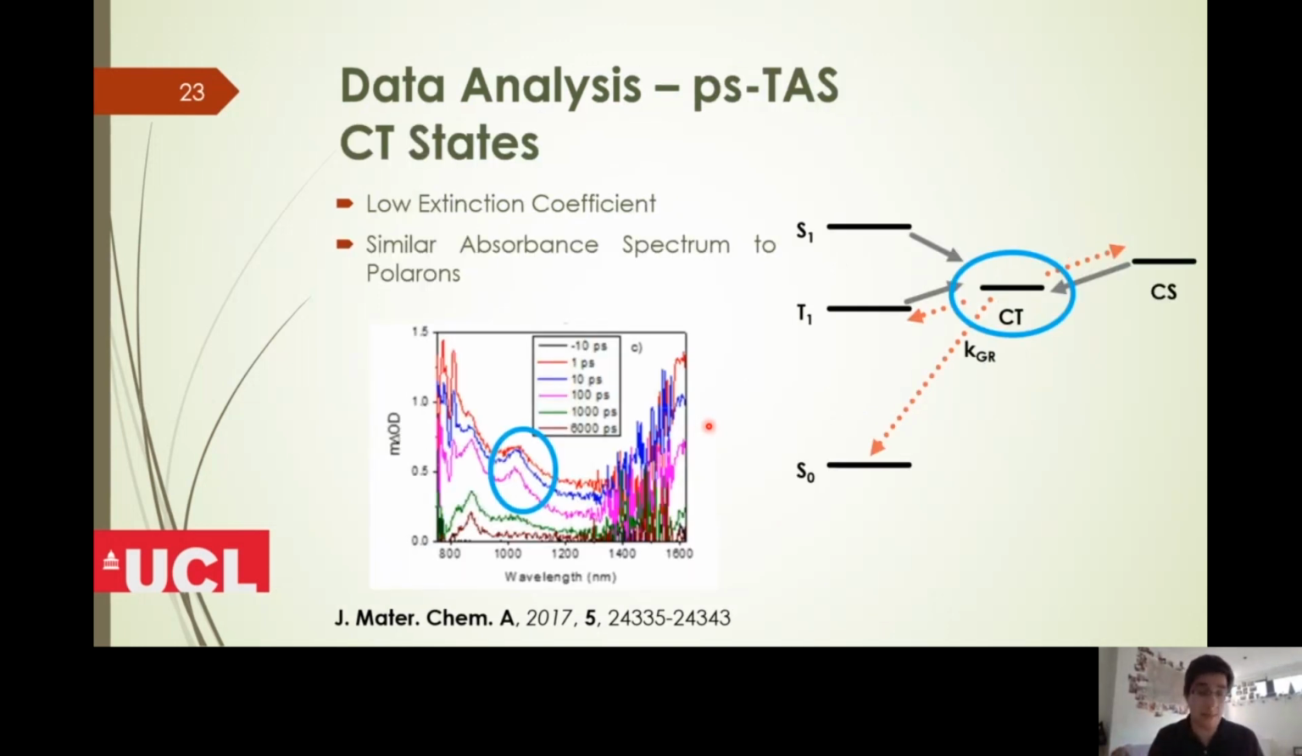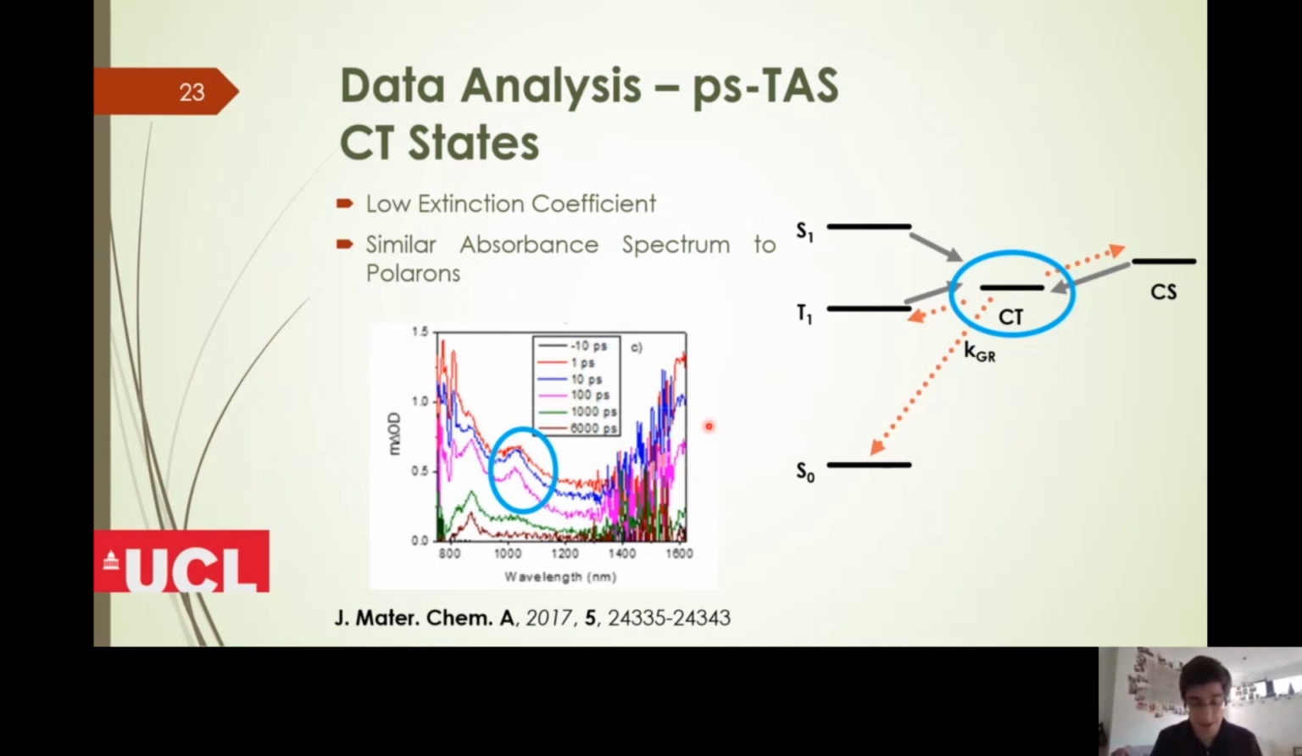And now I'm going to show you a little bit about CT states, because CT states are interesting since they're not that much studied. And here are the reasons why. The first one is because they usually have a low extinction coefficient. It's quite difficult to see one because the absorbance is going to be very low. And also, even when you see them, the absorbance is going to be very similar to that of the polarons, or anions and cations.